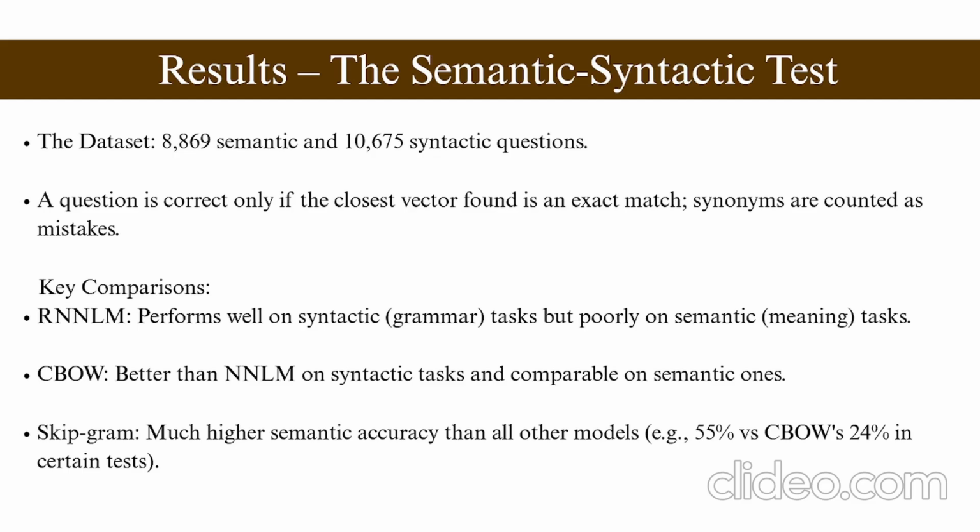The results revealed clear strengths and weaknesses for each architecture. RNN LM gave excellent results on syntactic tasks but was surprisingly poor at semantic tasks. CBOW performed better than the older NLM at grammar and roughly equal in meaning. Skip-gram is the clear winner for semantic accuracy, achieving 55% in certain tests where CBOW only managed 24%. This proves that predicting context from a word is a more powerful way to learn meaning than the other way around.